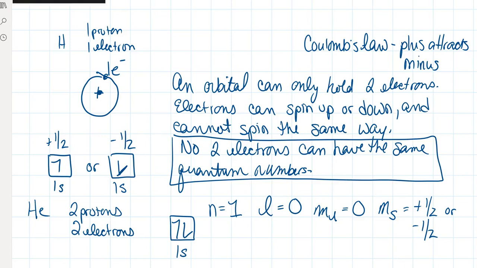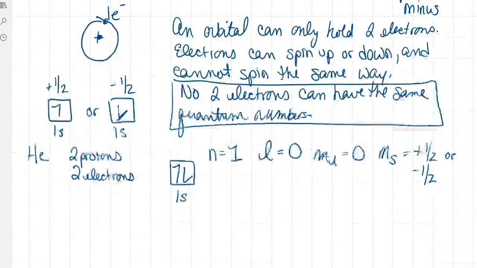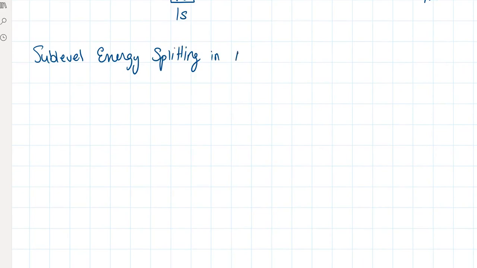Originally, when we took a look at our hydrogen diagram, we were able to get our orbitals set up. However, now we're going to start taking a look at what we call sub-level energy splitting. And this is what we call a multi-electron atom. So not hydrogen, where it's way more complicated and we can't fully solve the Schrodinger equation.